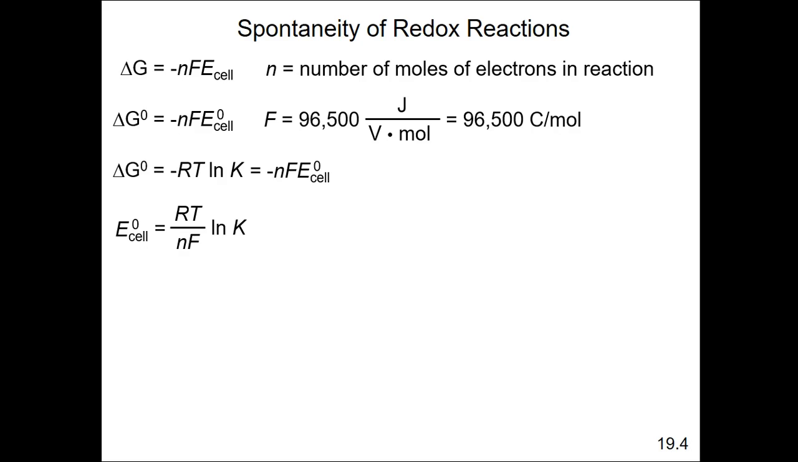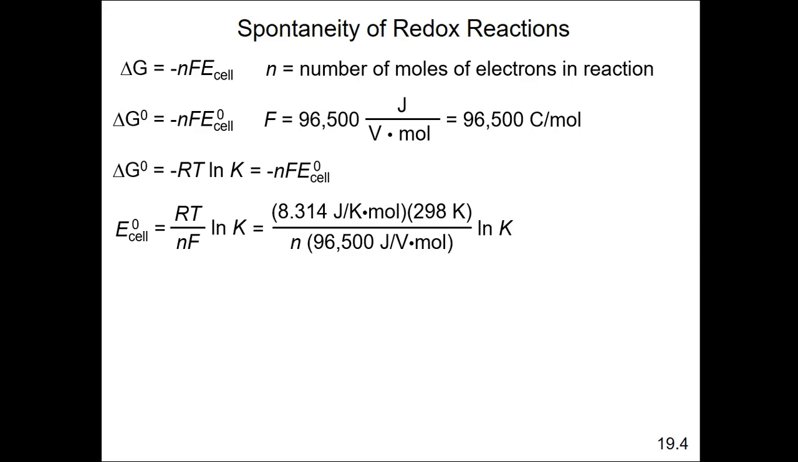The temperature is set at 298 Kelvin, and if we plug in those numbers, we will see that the joules cancel with joules, the Kelvin cancels with the Kelvin, the moles cancel with moles, and our equation turns into this. So this equation says that E naught of the cell is equal to 0.0257 volts over N times the natural log of K.